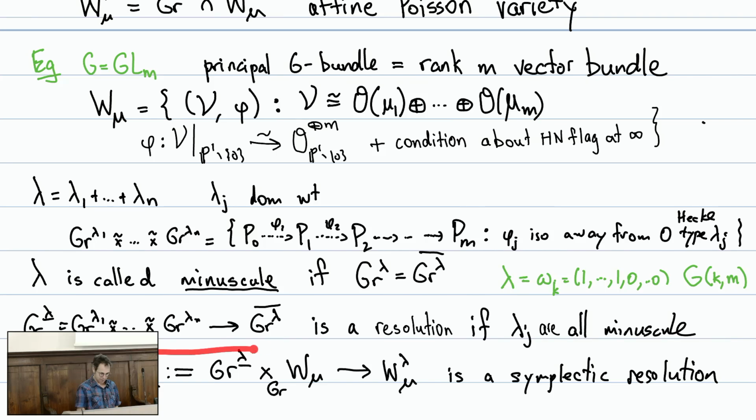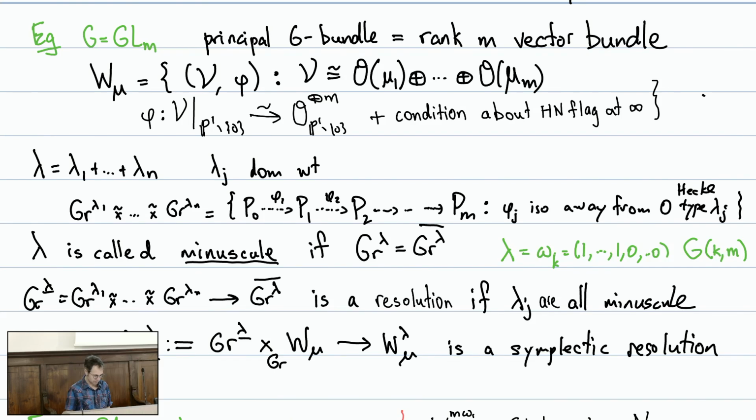And so this will be a resolution if all of these lambda j's are minuscule. And when that condition holds, we can then simply take the fiber product with the W mu, and we obtain a resolution of this W lambda mu. So this is an affine Poisson variety, and this turns out to be symplectic and smooth, and this map here is a symplectic resolution. So everything we wanted from the beginning of the talk.